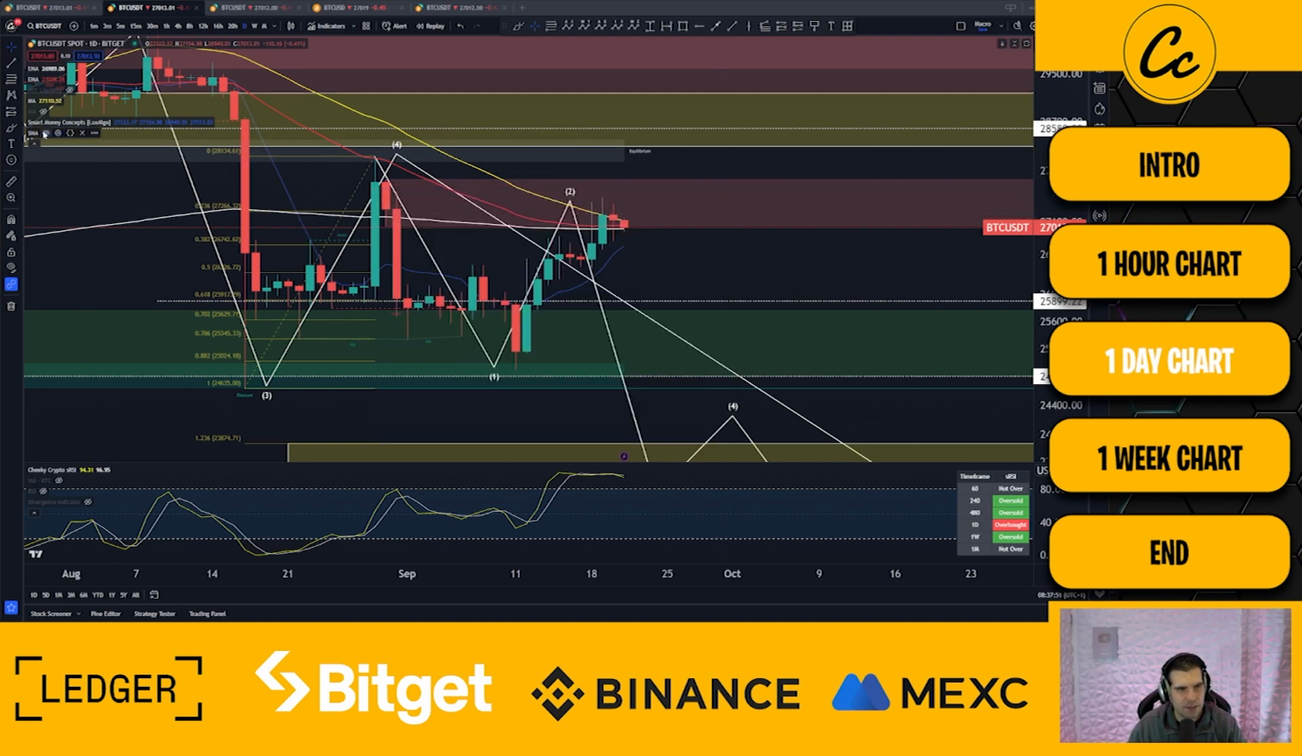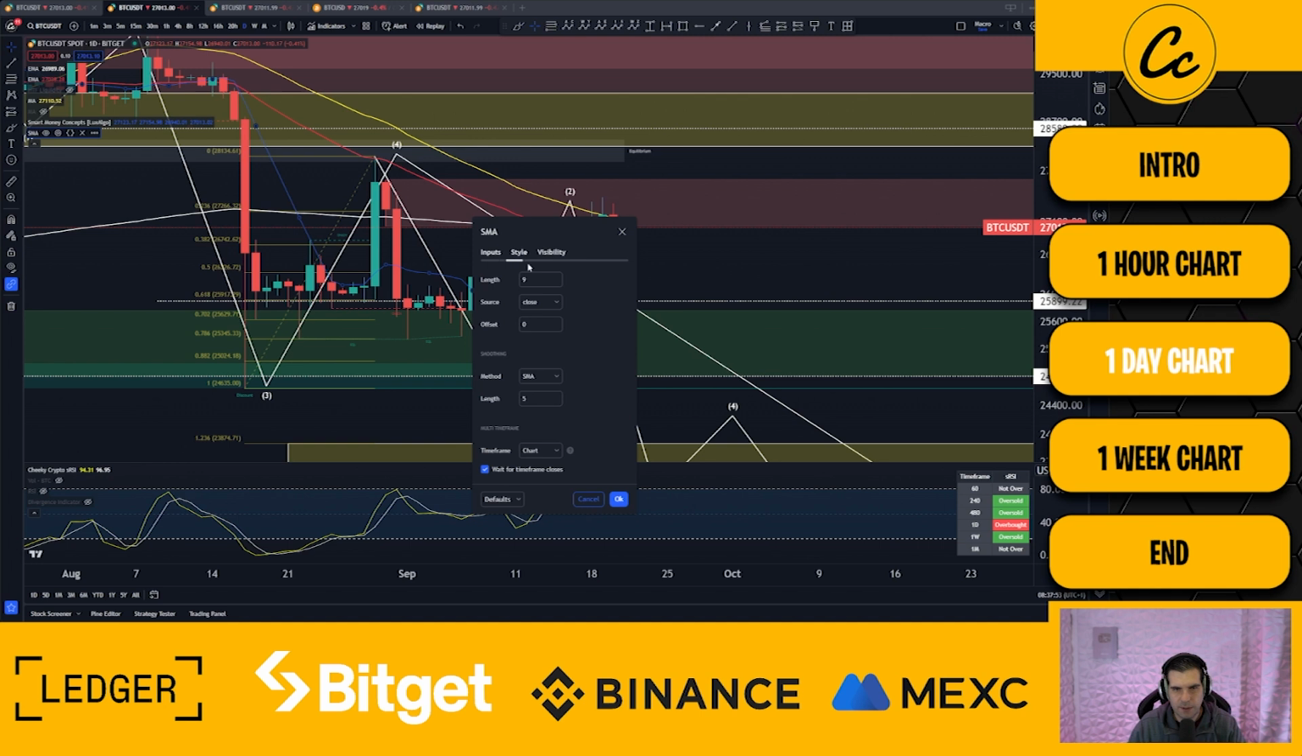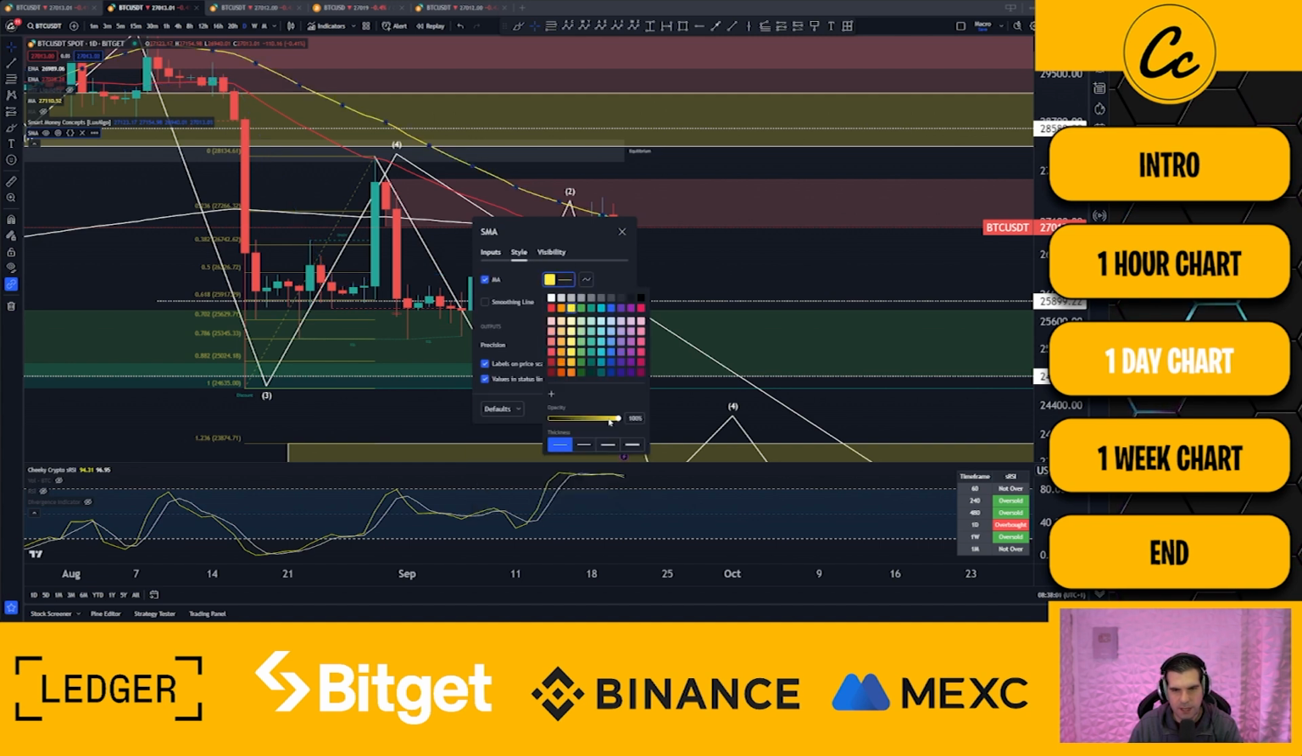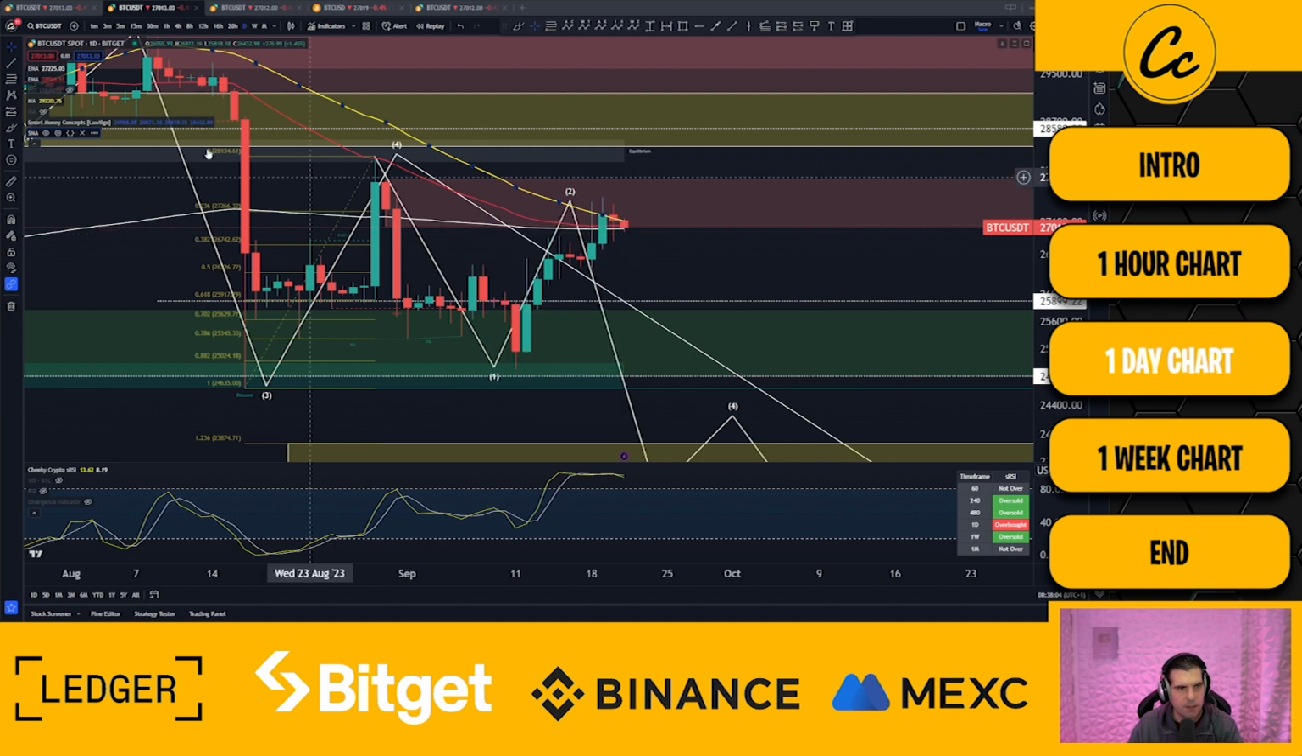We'll go ahead and throw that on. And what we'll do is go into the settings here, go to inputs, and make this a 50 simple moving average. We'll make this yellow and slightly bigger. Okay, we'll turn off the moving average, and so we've got a simple moving average instead. Okay, so an SMA.